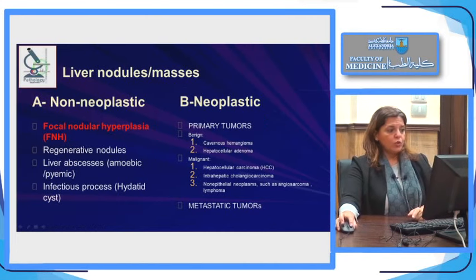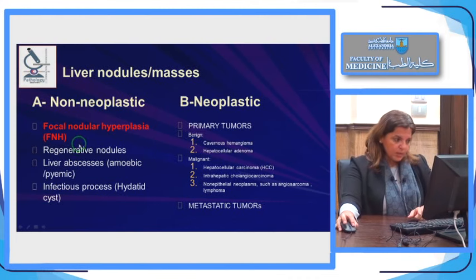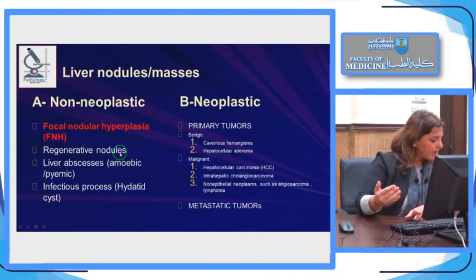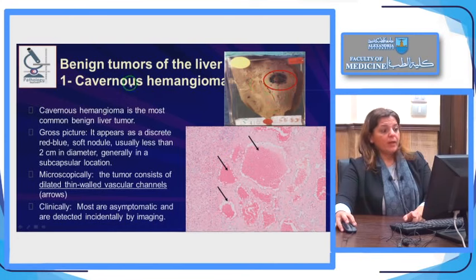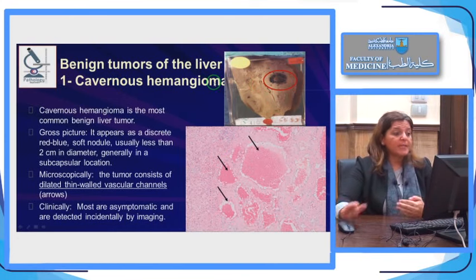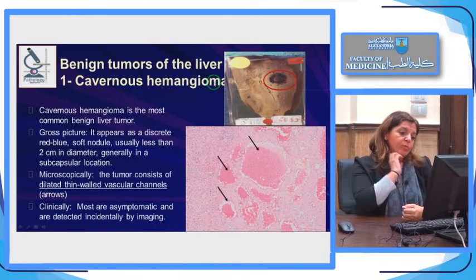Again, regarding nodules, we discussed the non-neoplastic ones, including focal nodular hyperplasia. I'm not going to discuss the rest of them because the regenerative nodules we are going to be discussing in the next lecture. We will start the neoplasms here. I will start with the cavernous hemangioma of the liver. It is the most common benign tumor of the liver.